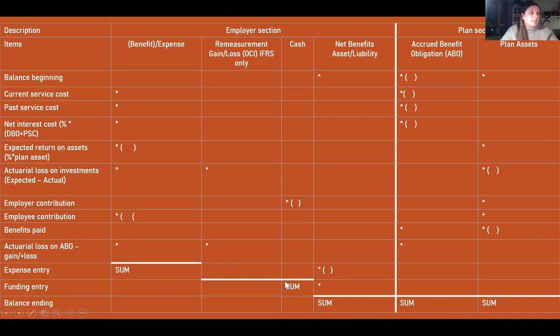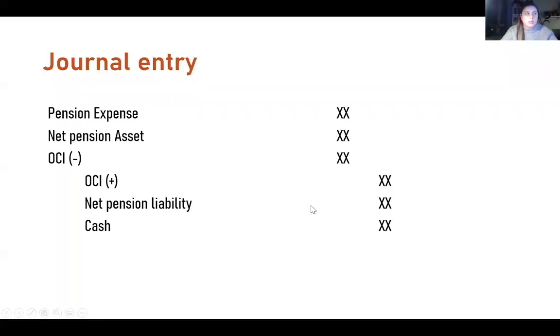And your funding entry is the amount that the employer paid in contribution for the year. And it also goes in your net benefit asset liability. And then with that, you get your balances at the end of the year for these 3 accounts. You don't have to record an entry for those. So I put here a type of journal entry that you can use.